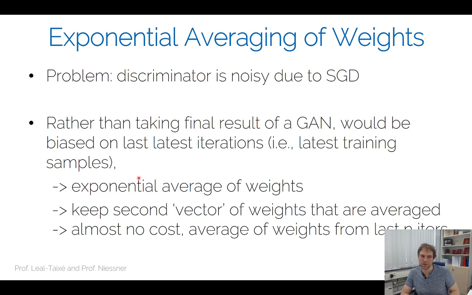And this exponential average is easy to implement. You just keep a second vector of the weights around, you just have one update there, almost no cost, and it helps a little bit. This is not helping your training too much, but it will help your overall results potentially a little bit. It's not going to be a major leap, but it's still a good idea for your final deployed model.